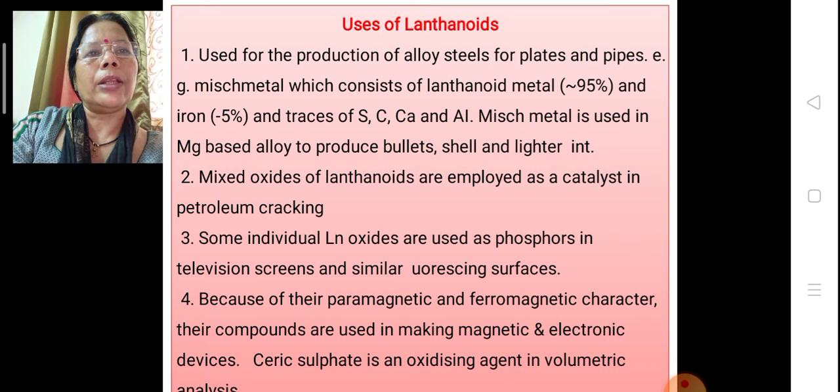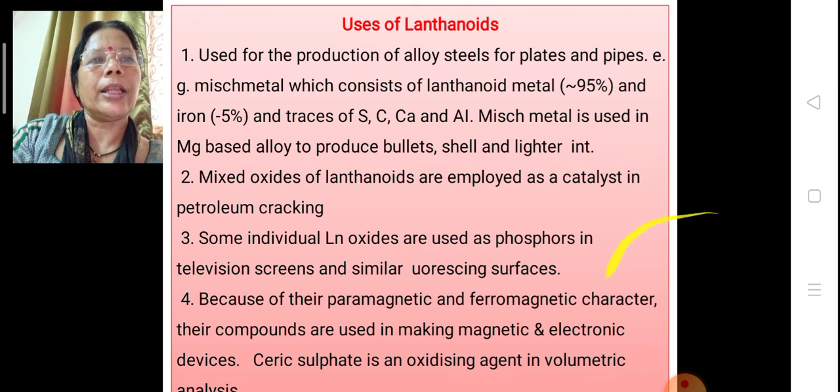Mixed oxides of lanthanoids are exploited as a catalyst in petroleum cracking. Some individual lanthanoid oxides are used as phosphors in television screens and similar fluorescing surfaces. Because of their paramagnetic and ferromagnetic character, their compounds are used in making magnetic and electronic devices. Ceric sulfate is an oxidizing agent in volumetric analysis.